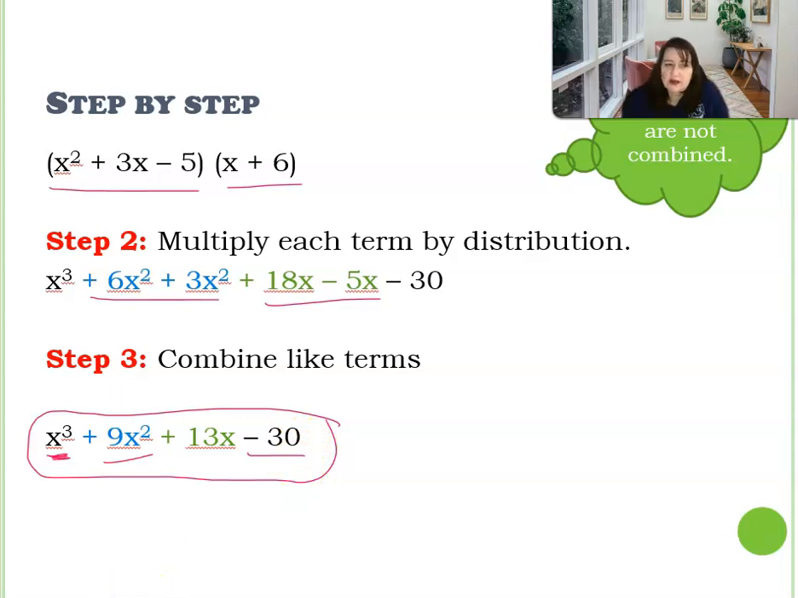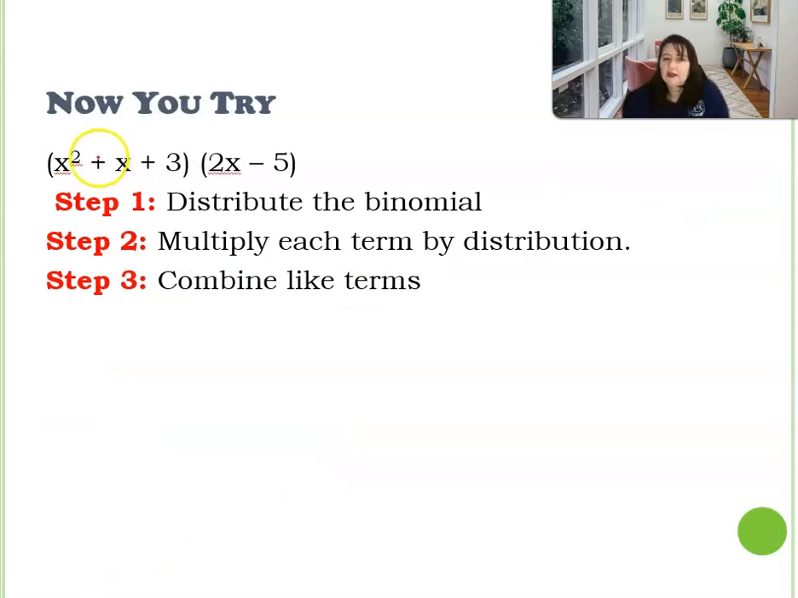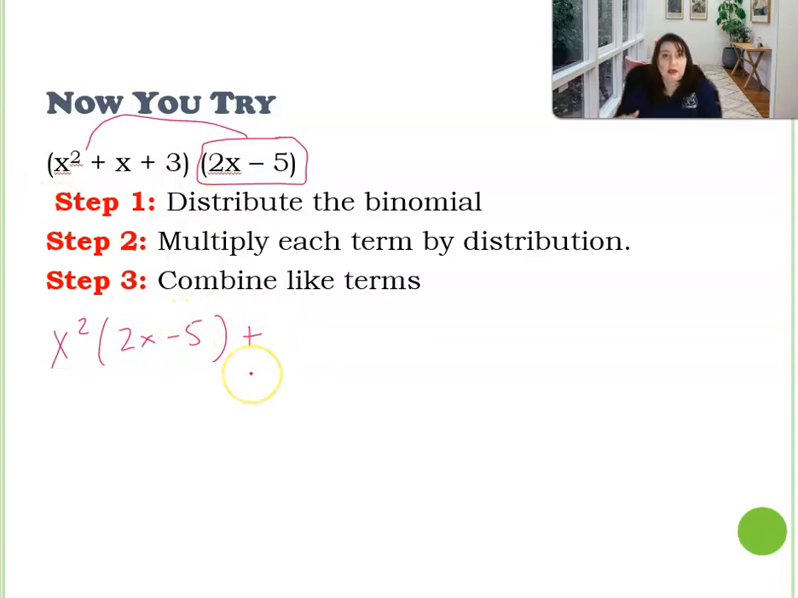So let's do another one. I want you to try it. This one has a number in front, but don't let it intimidate you. You're still going to take this whole thing and multiply it by this. So we would have x squared times (2x minus 5), and then plus, and keep going. I want you to pause and see if you can do this. We're going to do it together in a second. If you want to try it on your own, go ahead and pause it, but we're going to keep going.